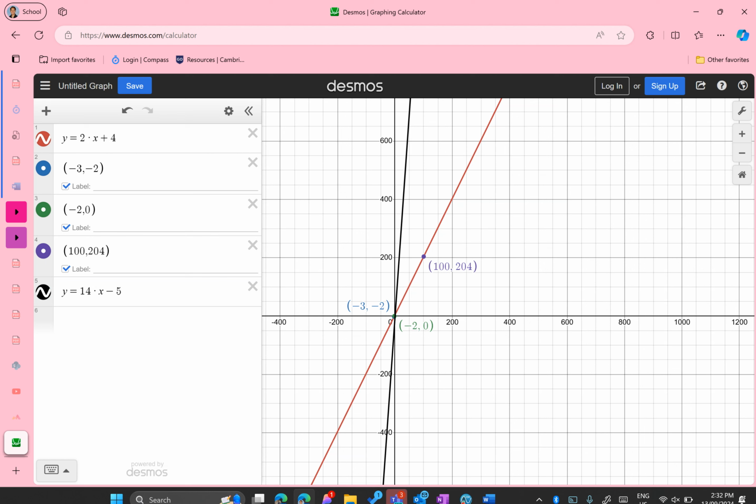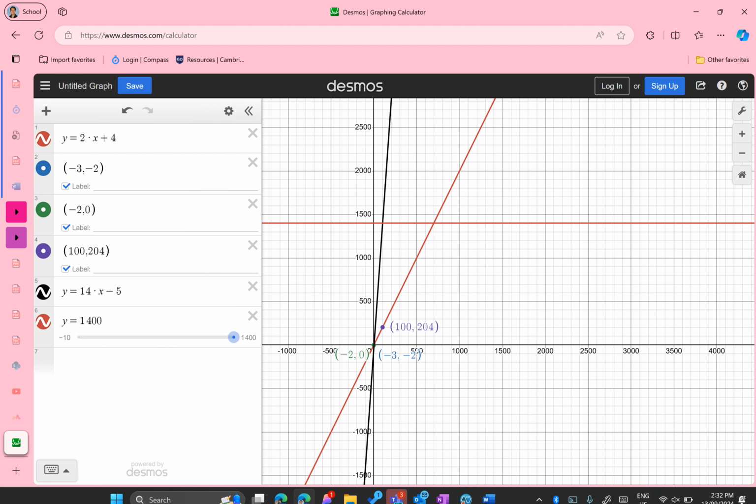Now, how much does an iPhone normally cost at the moment? Which one? 1400. I don't know, the latest one. 1400. All right, 1400. So Y equals 1400. Now, if I zoom out, that's where 1400 is.